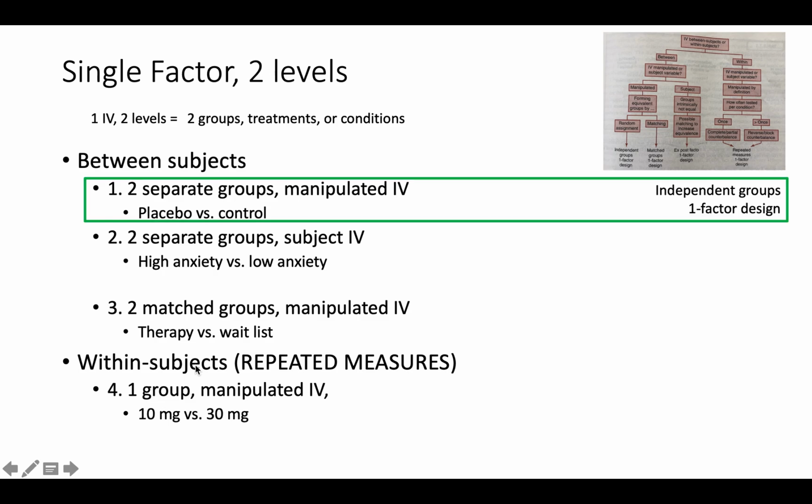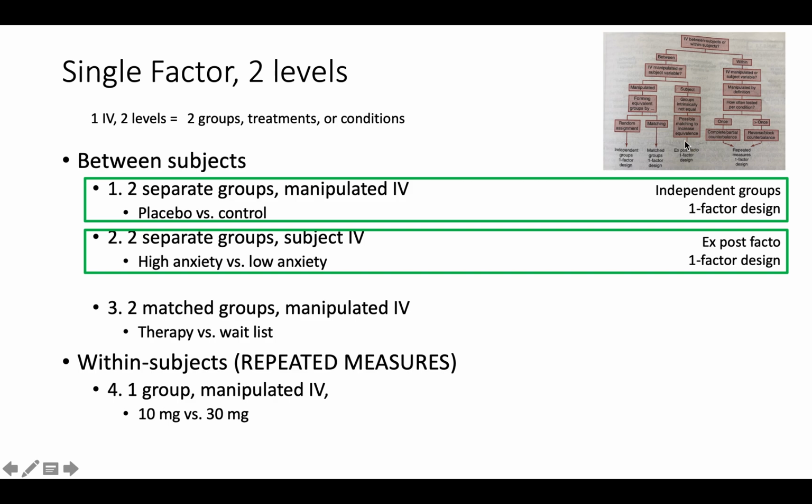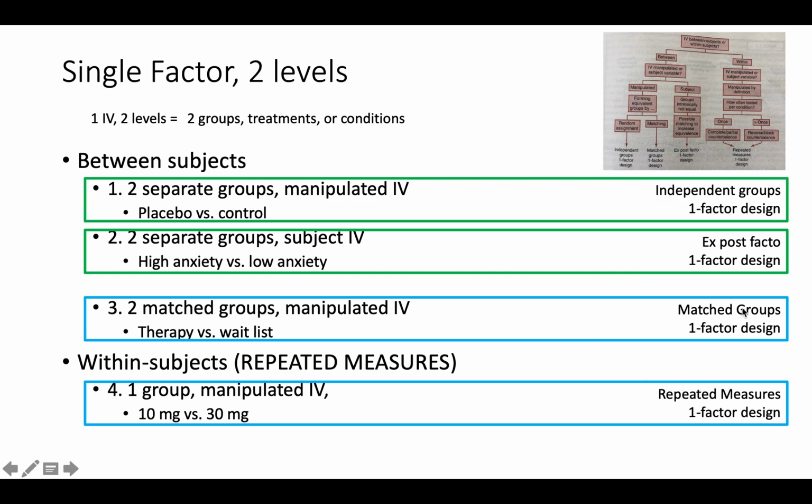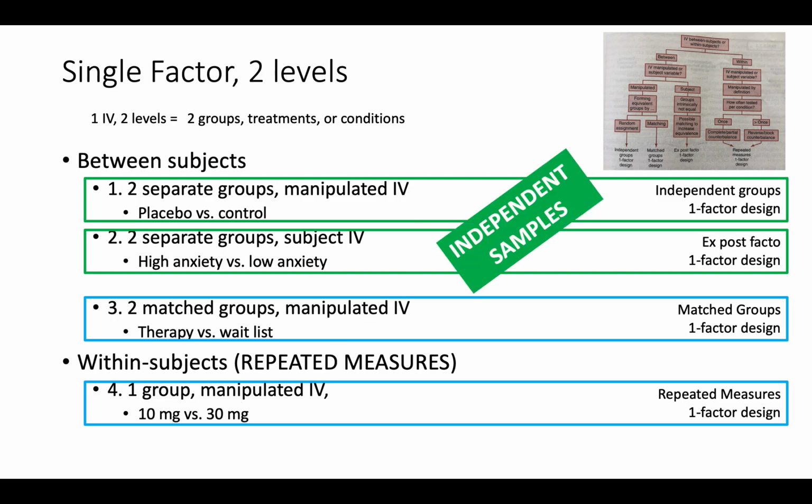So this is the independent groups one-factor design. This is the ex post facto design. This is the matched group design right here. And this is the within subjects repeated measures design. So these names here correspond to these names here, which I would call these things. Now, these 2 types of designs in green represent independent samples, but these 2 in blue represent dependent samples.